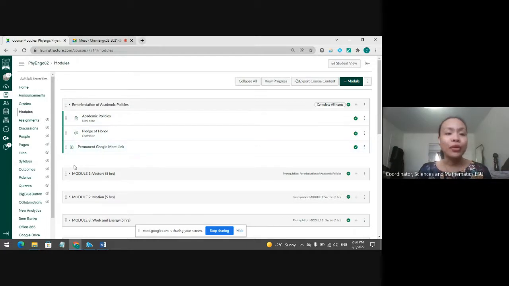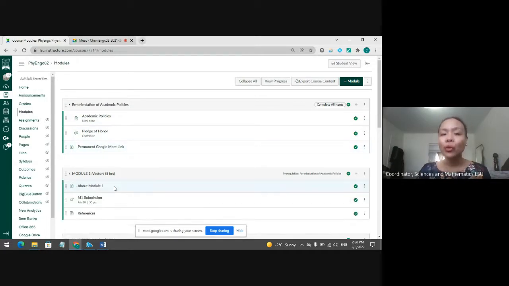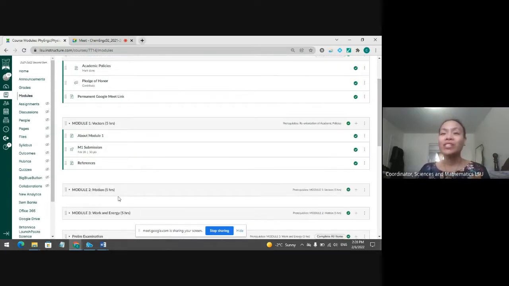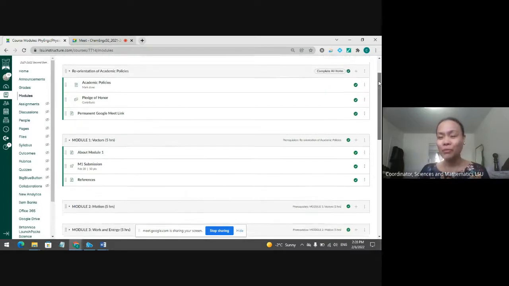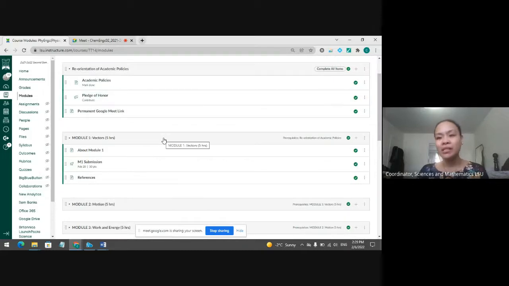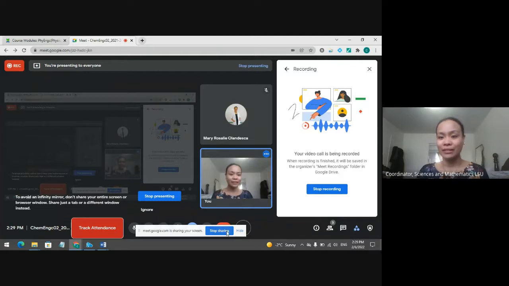For each module, you should open each part one by one before proceeding to the next module, and so on. I don't want to hear from you, Miss, it's locked, and so on. It is all there. You can unlock it if you open one part of the module at a time. All right, so let us have now our first module, which is vectors.